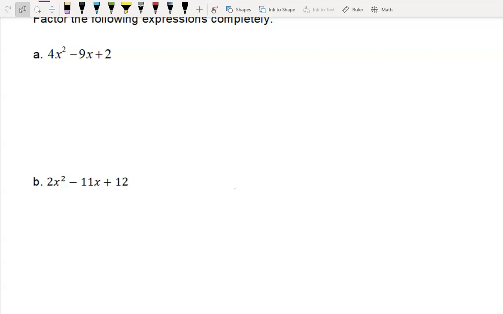Okay, the first thing you're going to do is you're going to multiply A and C, and remember the sign. So A is 4, C is 2. So I'm just going to write 4 times 2, that's 8. Okay, and then you're also going to remember that B is negative 9. So I'm looking at that 8, okay, and I want two numbers now that have the product, have this number 8. They multiply to 8, not 2, they multiply to 8, and they add up to negative 9.